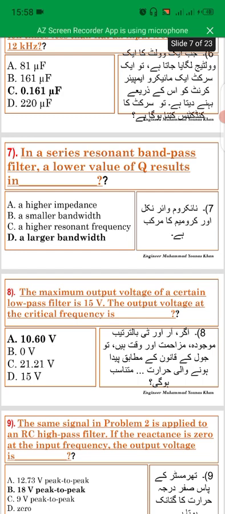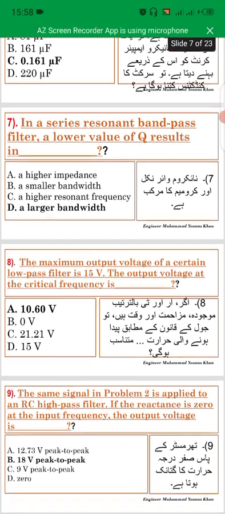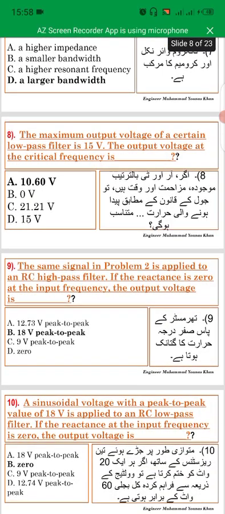So that Xc is 10 times less than R at an input frequency of 12 kHz, 0.161 microfarad. In a series resonant band pass filter, a lower value of Q results in a larger bandwidth. The maximum output voltage of a certain low pass filter is 15 volt. The output voltage at the critical frequency is 10.60 volt.